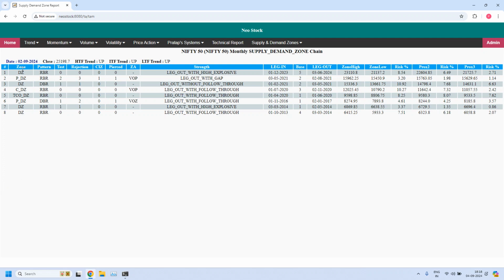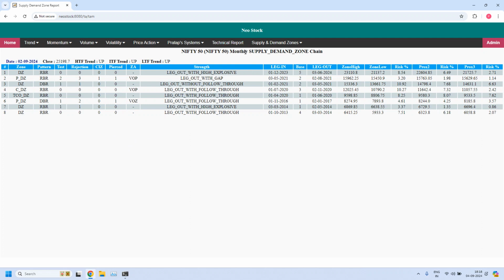Always look into the zone column for finding the high liquidity zones. Test column and rejections column will tell you number of times tested. And the pierced column is very important. If the pierced count is more than 0, means the zone is pierced. So here we have 2 pierced zones.